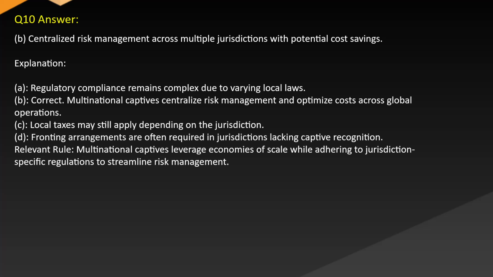Explanation A. Regulatory compliance remains complex due to varying local laws. B. Correct. Multinational captives centralize risk management and optimize costs across global operations. C. Local taxes may still apply depending on the jurisdiction. D. Fronting arrangements are often required in jurisdictions lacking captive recognition. Relevant rule: multinational captives leverage economies of scale while adhering to jurisdiction-specific regulations to streamline risk management.